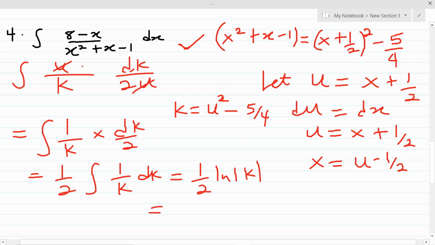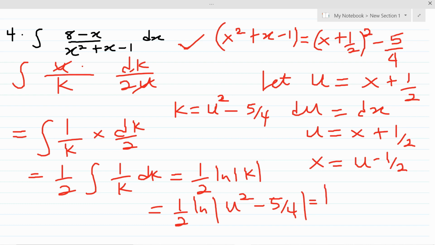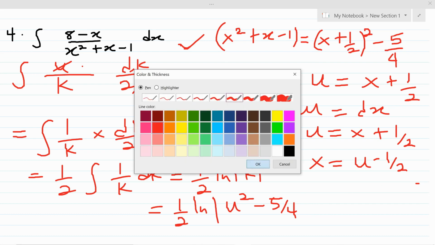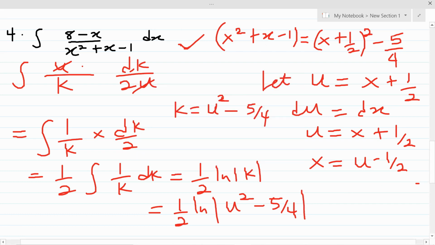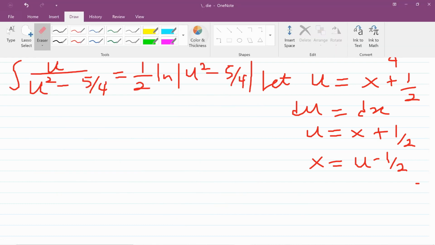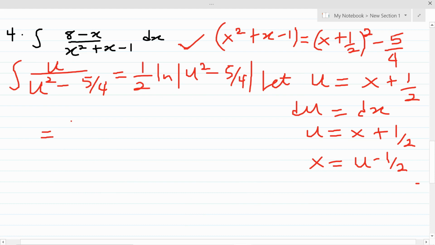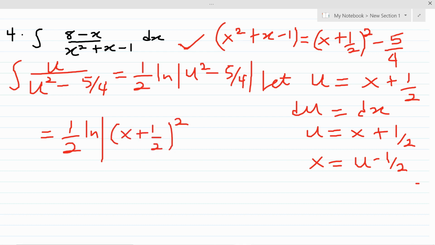But k is what? k is u squared minus 5 over 4, so you can have ln of u squared minus 5 over 4, okay. From logarithm, this will give us, let's say, ln of the square root. Let me maintain it like that, but if you want you can change it to that. Once we are done putting k in, let's put our u back. u is also x plus half, okay. So in terms of x, this is the same as half ln of x plus half squared minus 5 over 4, okay.